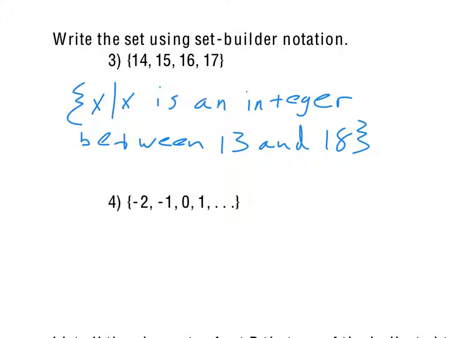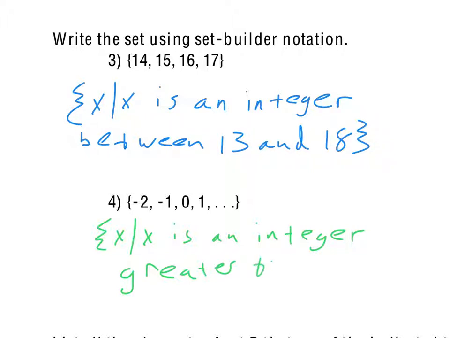Number 4, similar idea, set builder notation, but notice this one is unbound, starting with -2. So that'll be a little bit different. We'll say x such that x is an integer and I'm just going to say greater than -3. Again, you could say greater than or equal to -2 if you wanted to. So there are a few variations you could use there, but this one works out pretty well.